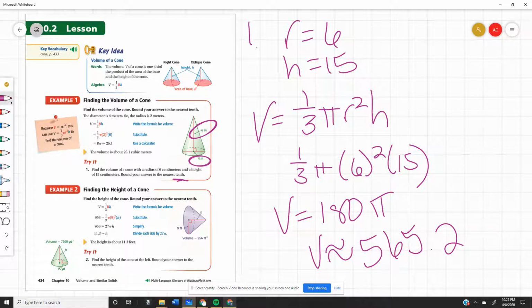And honestly, I'm trying to find the pi key on my fancy calculator over here, and I don't know where it is. Oh, I found it. So let me try this again. Let's try 180 times pi. And yeah, that would be right. If I did it times the actual pi, it's due to the rounding errors. That's what happens when you round. I would get 565.486. So that would round to 565.5 centimeters cubed. Okay?